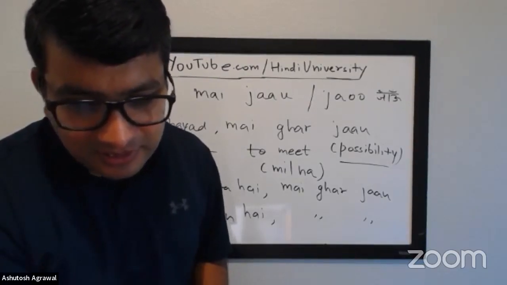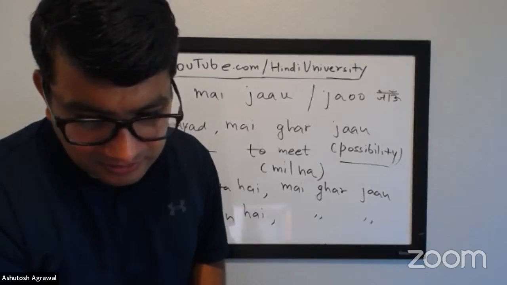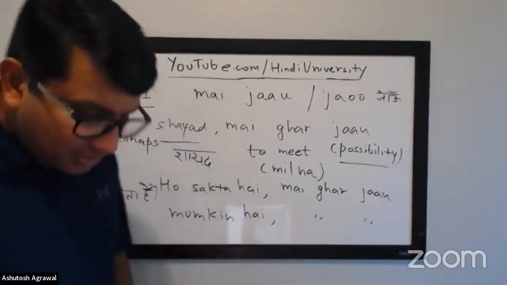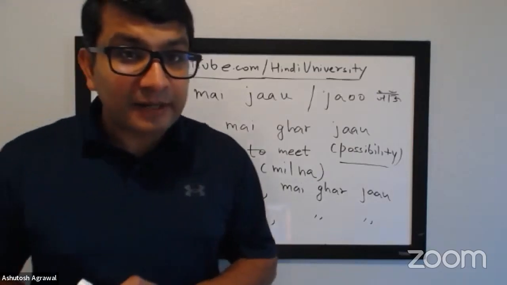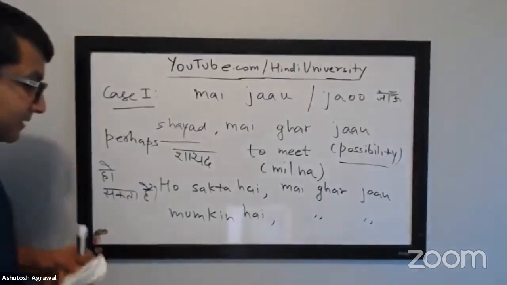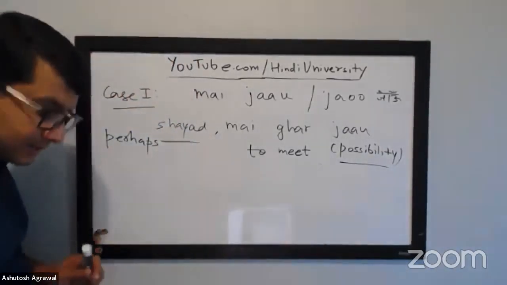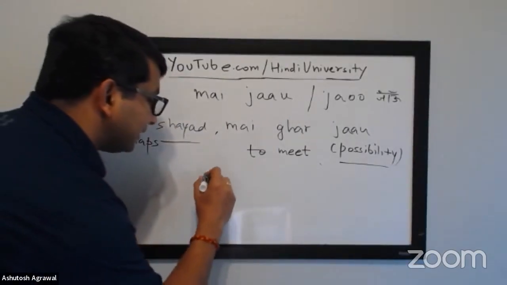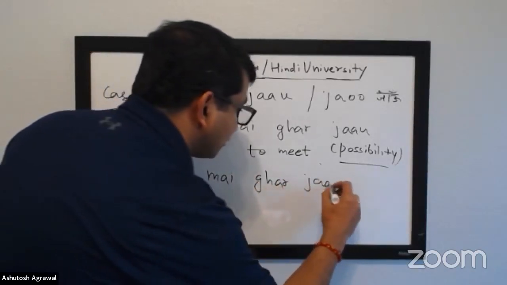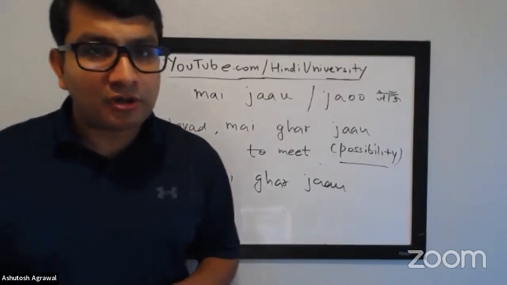Yes, Ashi ji, just one question. Shayad main jaun, without the shayad, does it still imply possibility? So, मैं घर जाऊं, it's how you're saying it, right? The answer is yes. Really how you are saying it, मैं घर जाऊं, it's really in the context of the conversation. If you're saying it without the context, then it may be hard.